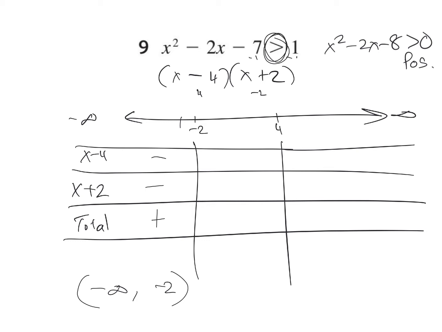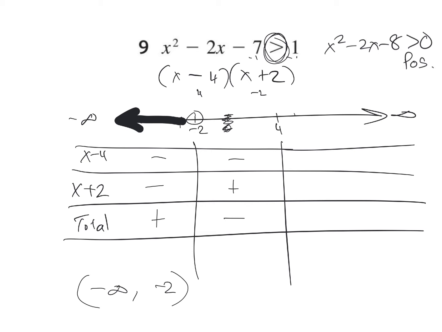Now between negative 2 and 4, I always like to choose 0 if I can. That's not part of what we're looking for, but we'll choose 0. So 0 minus 4 is negative. 0 plus 2 is positive. That'll give us a negative. I forgot to kind of show you, first of all, negative 2. And from negative infinity to negative 2. And it doesn't work from negative 2 to 4.